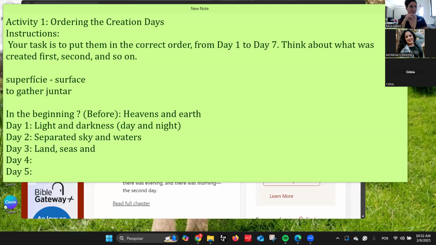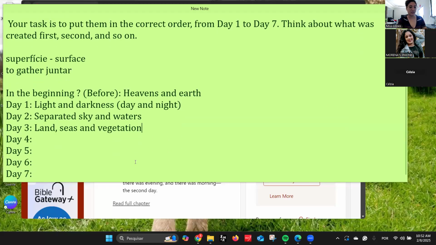God said, let the land produce vegetation, seed-bearing plants and trees on the land that bear fruit with seed in it. Okay.